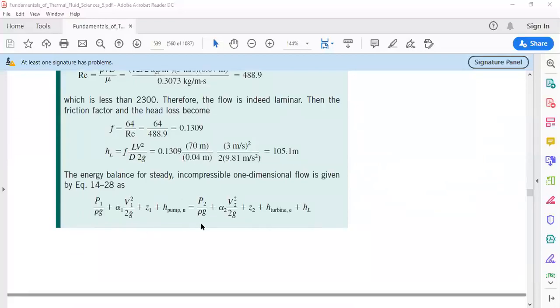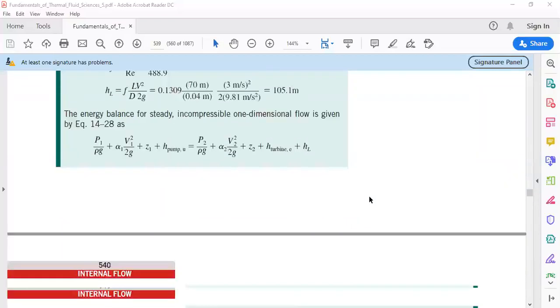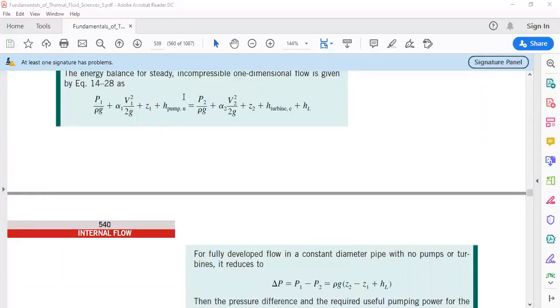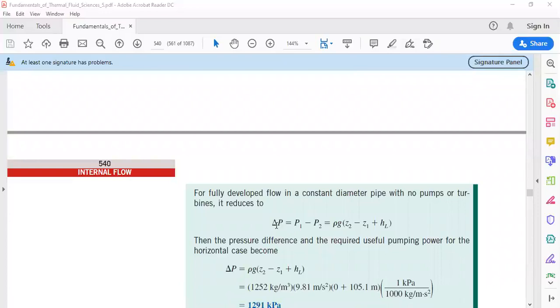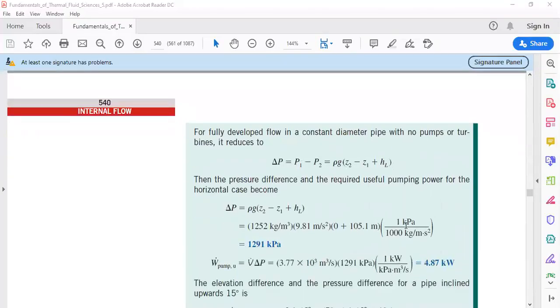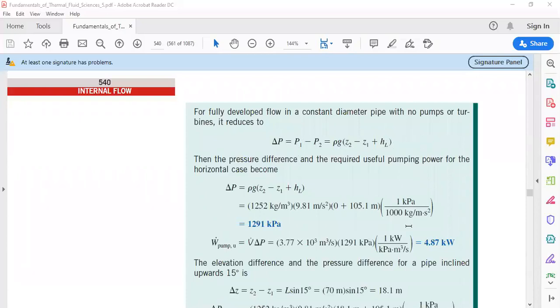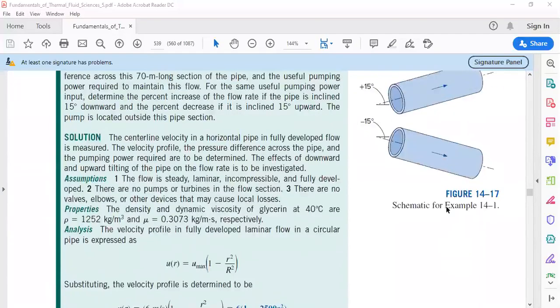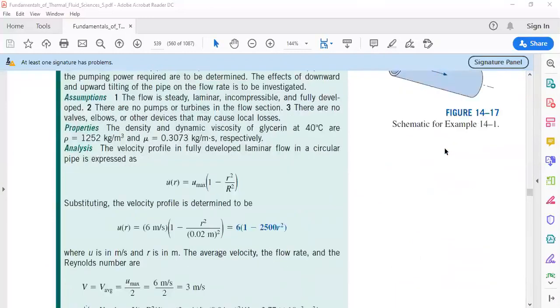Now we apply the energy balance along the section. As we can see, there is no turbine, no pump. The velocity would remain the same. The flow is laminar all the way, so the alphas are equal. So the pressure drop reduces to this equation, rho g times z2 minus z1 plus hL. For the horizontal pipe, the z2 minus z1 is 0. There's no change in elevation. That's for the case of horizontal pipe.